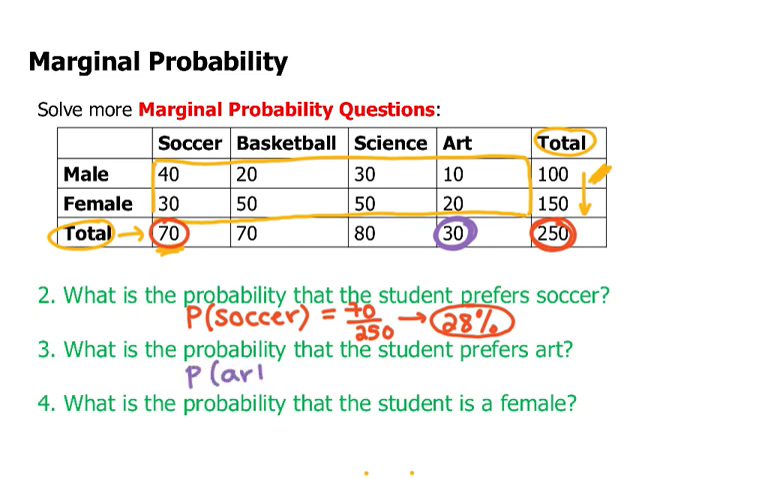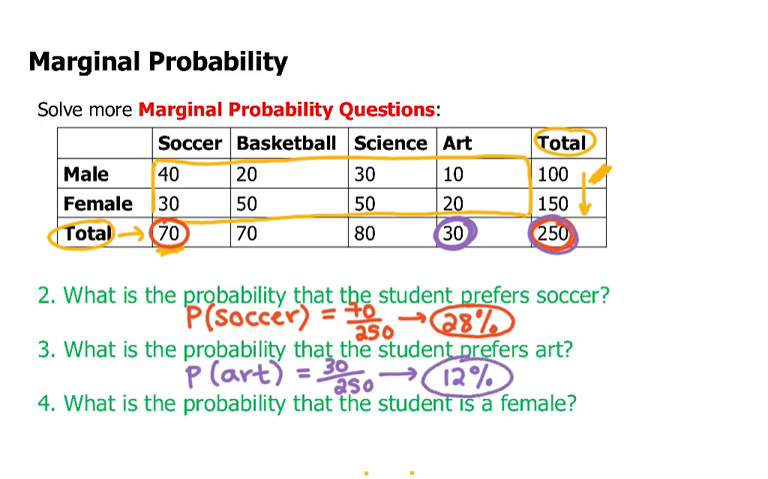The probability the student prefers art, the number of favorable outcomes. So there were 30 people in the survey who preferred art. We don't care if they're male or female. There were 250 total, and so we get 12% of the students in the survey prefer art.